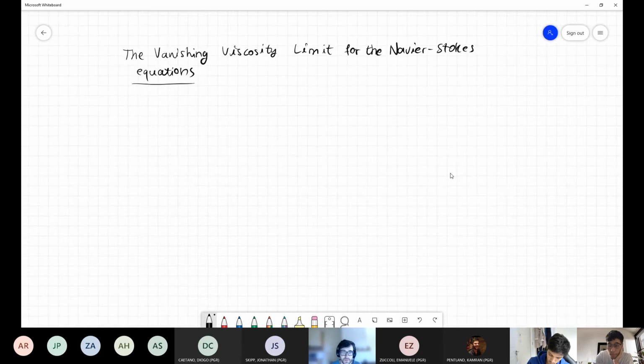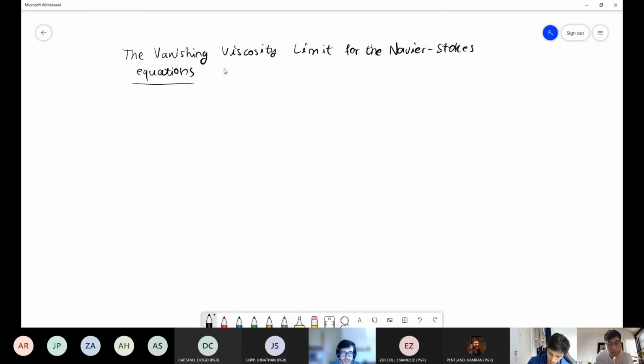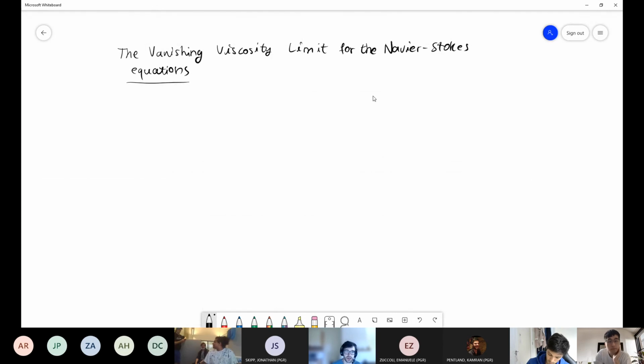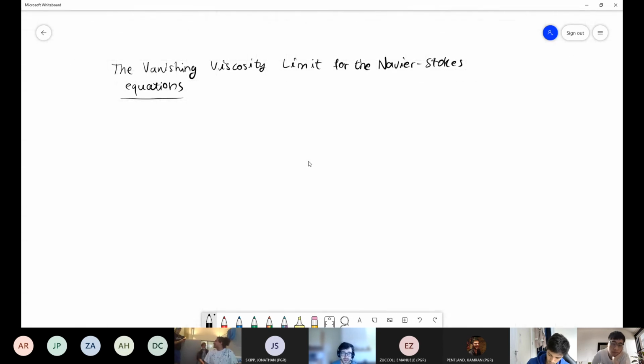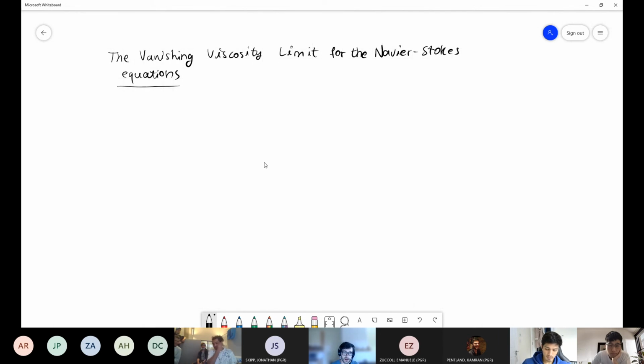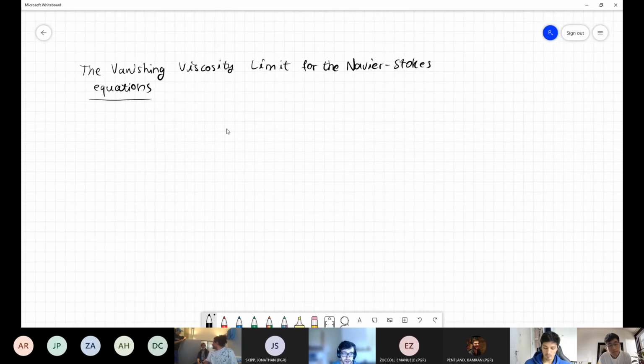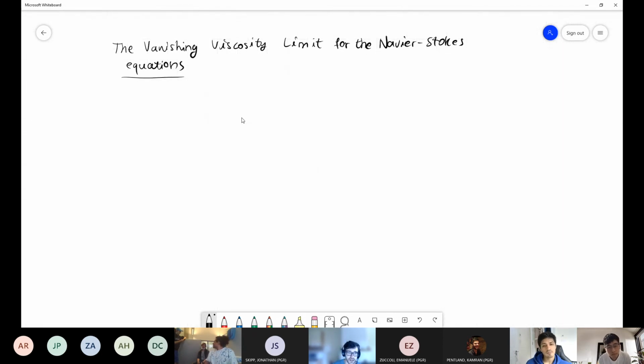All right, so we're talking about the vanishing viscosity limit for the Navier-Stokes equation. A central problem in mathematical fluid dynamics is understanding the behavior of fluids as the viscosity becomes really small. A viscous fluid will satisfy a certain set of equations, which is called the Navier-Stokes equations. I'll start by writing down these equations.